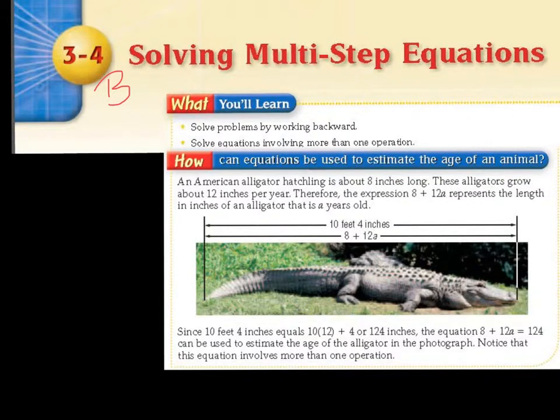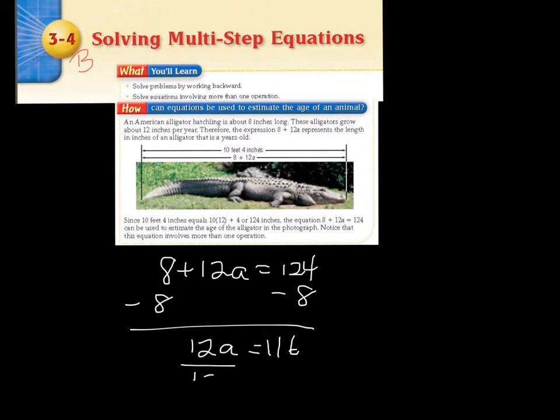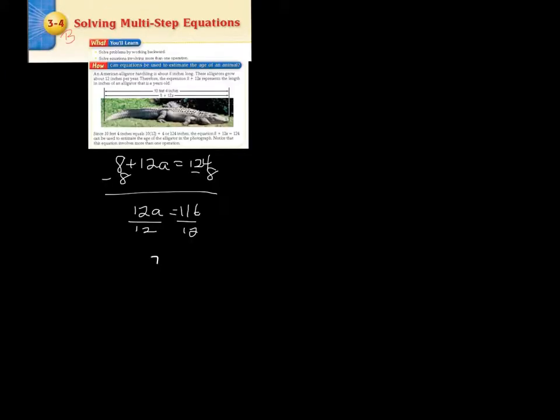Notice this equation involves more than one operation. They are both adding and multiplying. So just real quickly to solve this, the first thing I want to get rid of is the 8. I'm going to subtract 8 from both sides of the equation. 12a equals 116. And then to get rid of the 12, we're going to divide both sides by 12. So I get a equals 9 2/3.